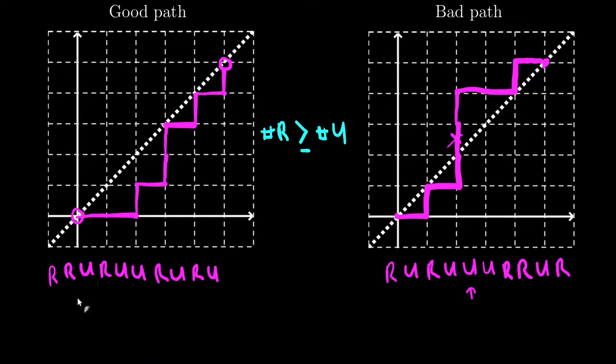4 r's and 3 u's. 4 r's and 4 u's. So this one, the number of u's never exceeds the number of r's. Number of ups never exceeds the number of rights.